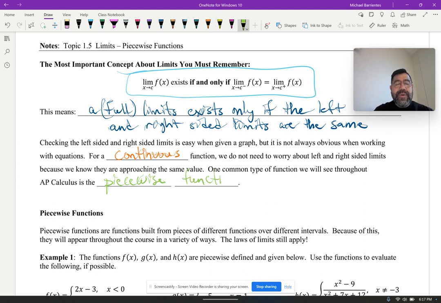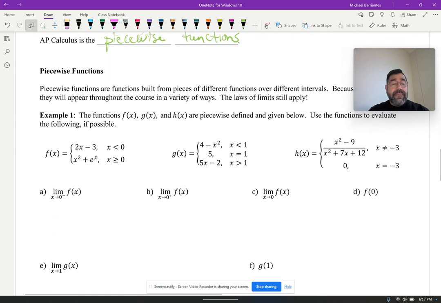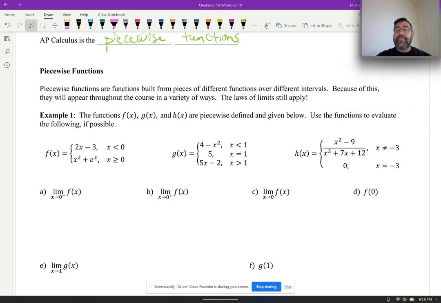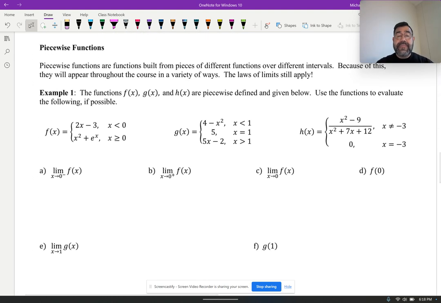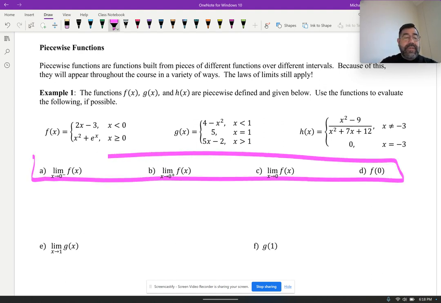And that's what 1.5 is telling us to do. One of the types of functions that you'll see throughout the AP Calculus exam is, can you read a piecewise function? Can you find the limit of a piecewise function as x approaches a specific value or as x approaches infinity? That's what we're going to practice here in video one. For video one, I'd like to do all the f-related limits. So that means we're only doing these four in this video.